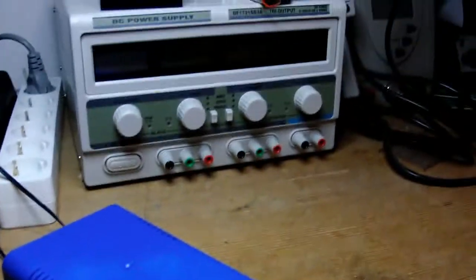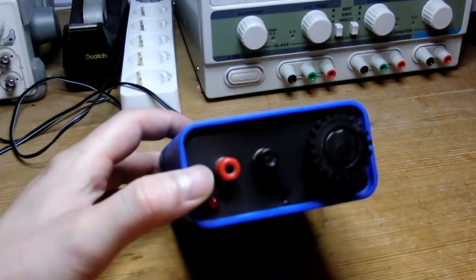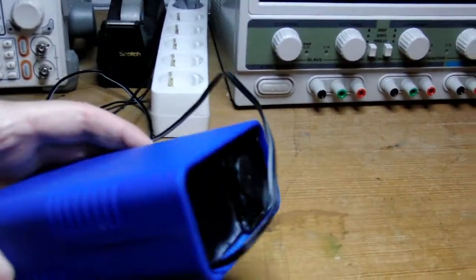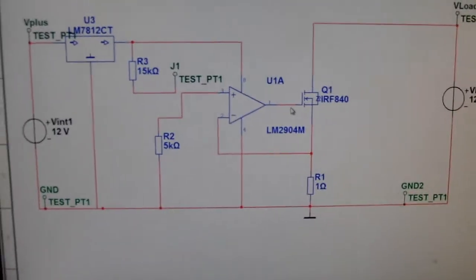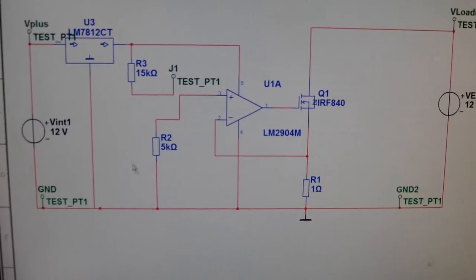It's been some time since I did my last video, but tonight I built this little contraption. So what is it? It's a constant adjustable current sink. I'll just show you the schematics real quick. These are the schematics, the power supply for the current source.